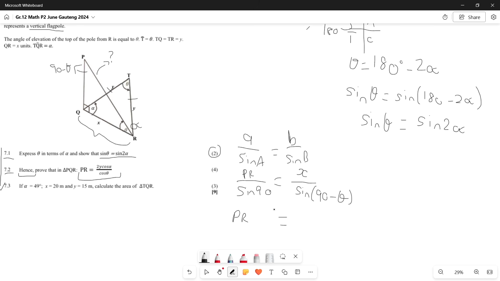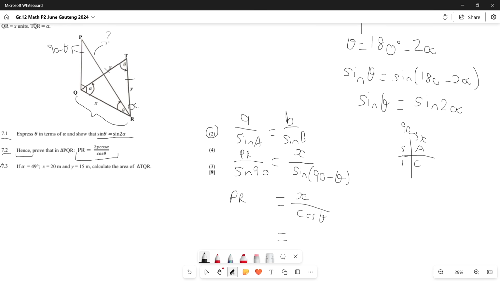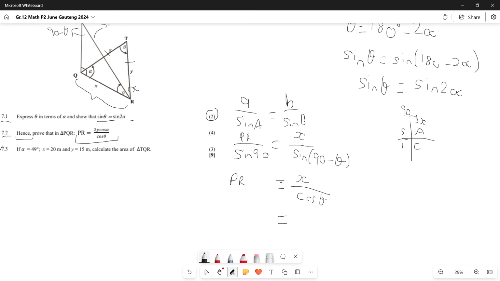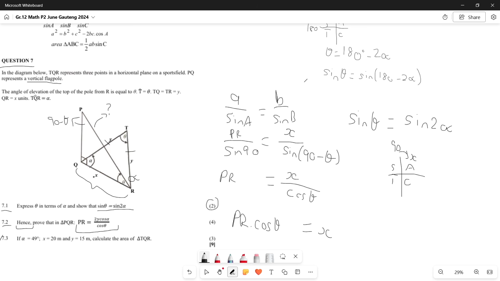Sine 90 in our calculator is just 1, and then what we have is x over sine of 90 minus theta, which based on our cofunctions places us in our all quadrant. So sine 90 minus theta becomes cos theta, and then we want to get x by itself so that we can sub QR into our triangle TQR and get our PR into that equation, which means we take the cos theta up, and we have PR multiplied by cos theta equals x, which means we now have x that we can use in trig and triangles again for our triangle TQR.